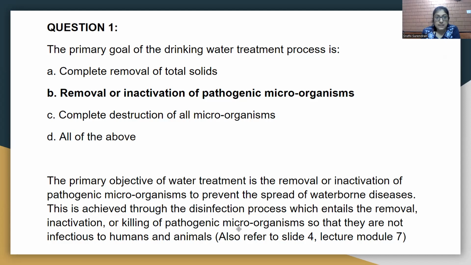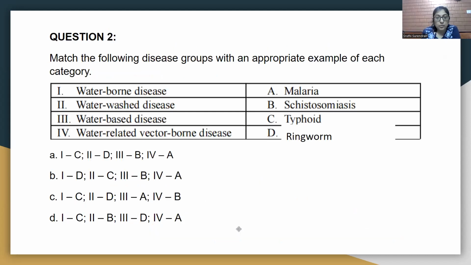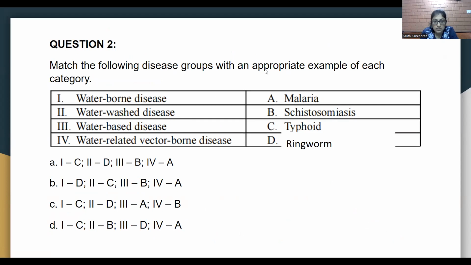Now the second question. There are a few diseases given and certain categories of waterborne diseases given. So match the following with each other and choose an appropriate option. You can either switch on your mic and tell the answer, or you can put it in the chat box. Either way, sir, fine.